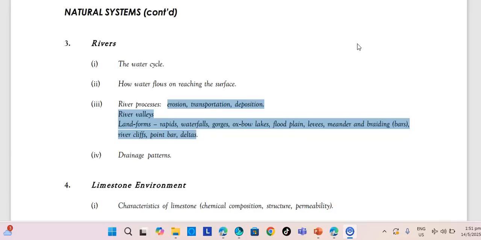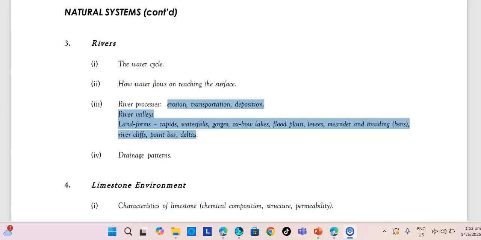All right. Deposition. This happens when the river slows down and drops the material it was carrying. Isn't that amazing? So the river slows down, then it drops the material it was carrying. This forms features like sandbars, riverbanks, or deltas. An example of deposition would be a river forming a delta where it meets the sea. That would definitely be an example of deposition. So the three processes are erosion, transportation, and deposition.